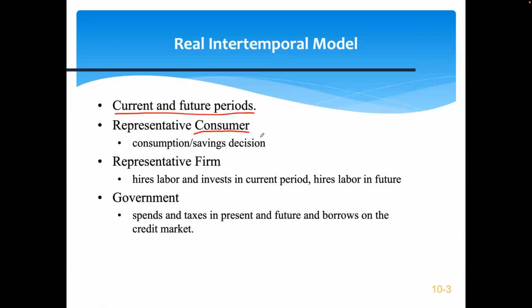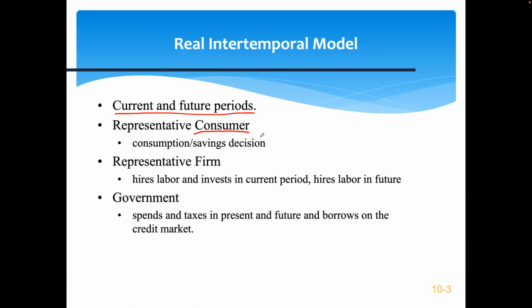The representative firm is going to hire labor. Now, there's a new dimension the firm needs to consider. They need to invest. This is similar to households also saving, but for the firm, they need to invest. They invest for the future period so that they can have a certain amount of capital for their production in the future. And in each period, meaning current and future, the firm needs to hire laborers. That's the same as we had before.